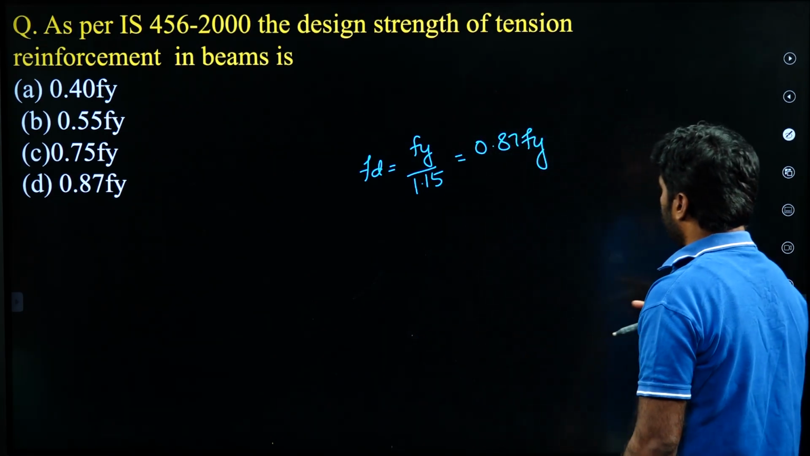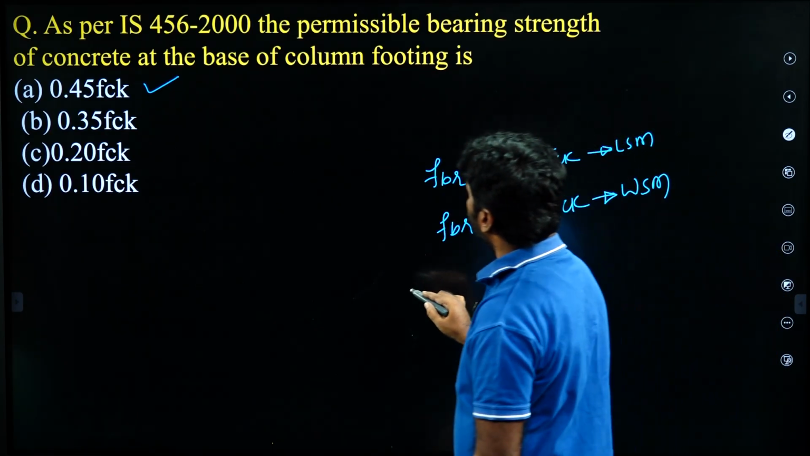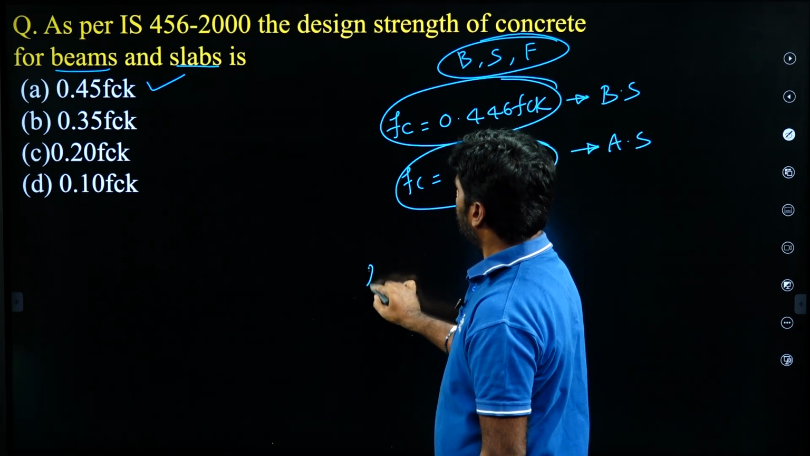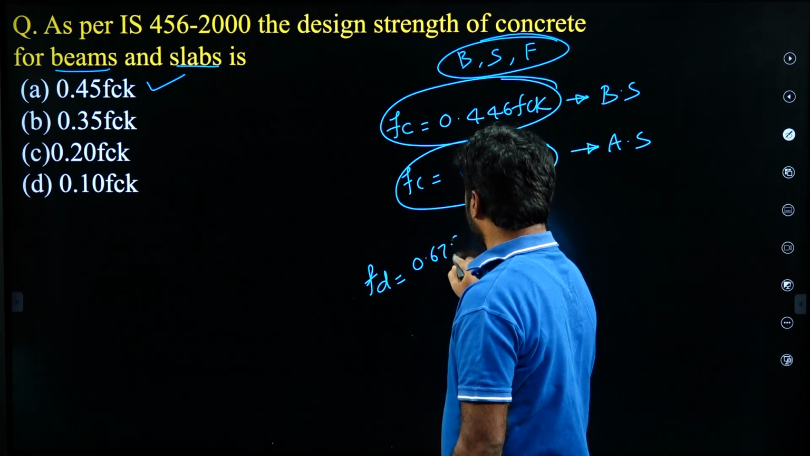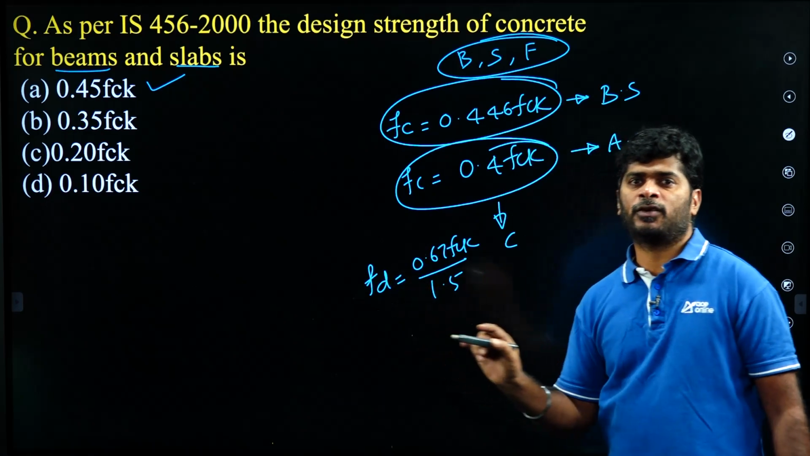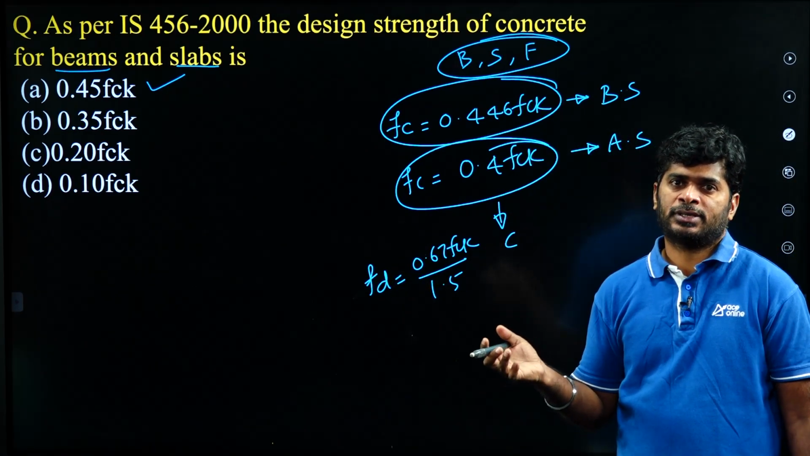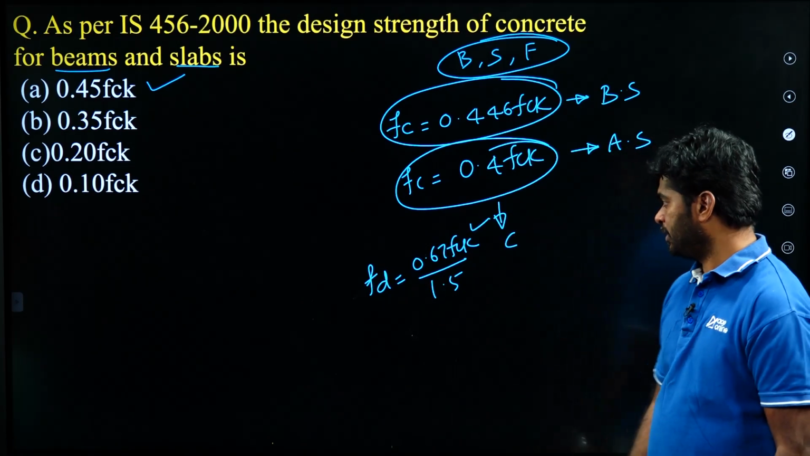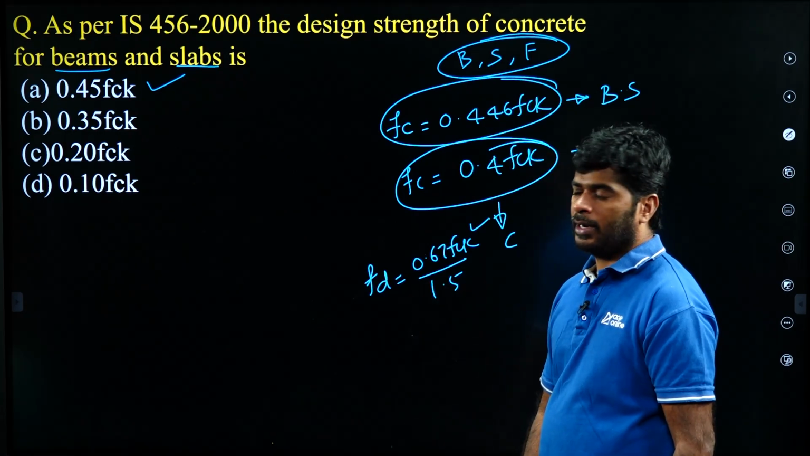Sometimes, wait a minute, I will go back once. Sometimes they are asking design strength, 0.67 FCK upon partial safety factor for concrete. They are asking what is the strength of concrete in a structure as per IS 456-2000. It is 0.67 FCK, okay, right. This 1.5 is the partial safety factor for concrete.